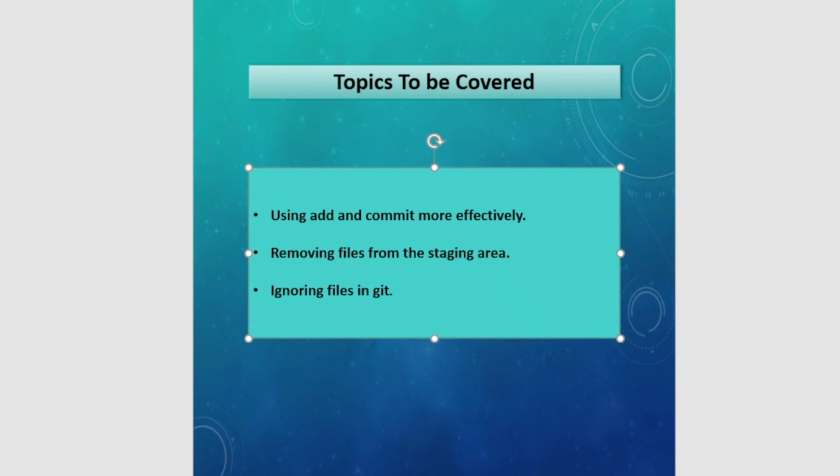So this is lecture number 3 of our Git course, and in this video we are going to learn about a lot of topics. We are going to use add and commit, which you have learned in the previous video, more effectively. We are also going to learn how you can remove files and how you can list files that are present in the staging area using various commands, and how to ignore files in Git. So without wasting any more time, let's begin.